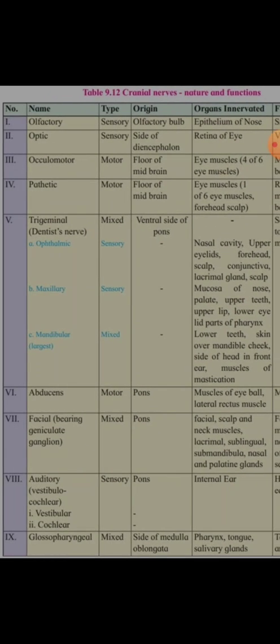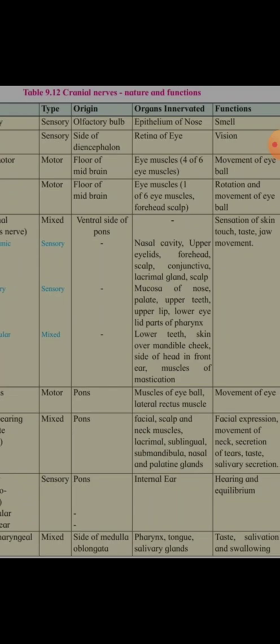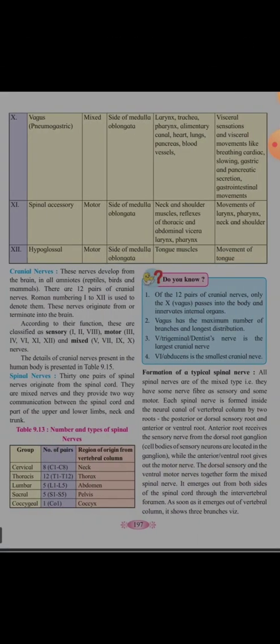Okay, then the ninth one is the glossopharyngeal, and it is a mixed type, and its origin is the side of the medulla oblongata. It innervates the pharynx, tongue, and the salivary glands, and the function is taste, salivation, and swallowing.